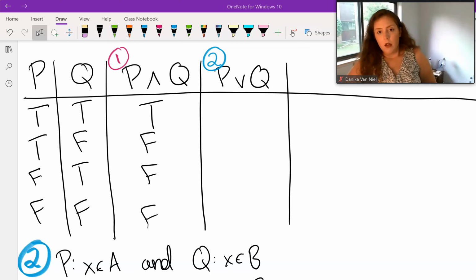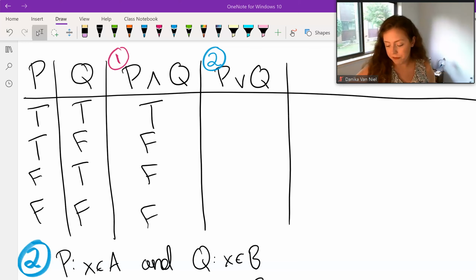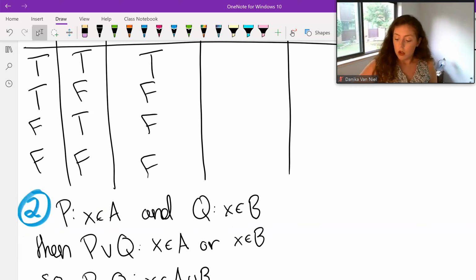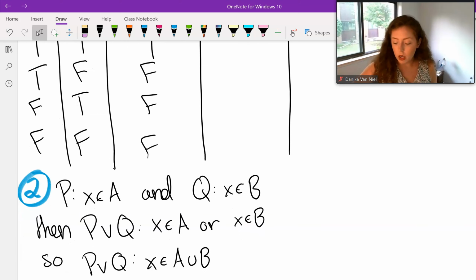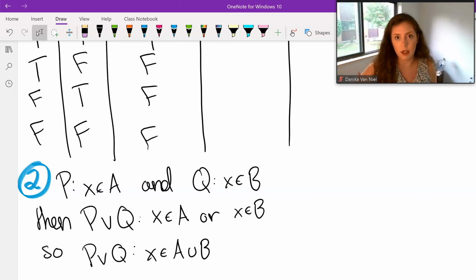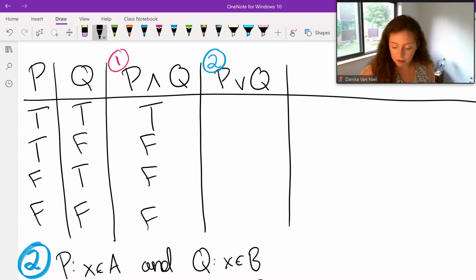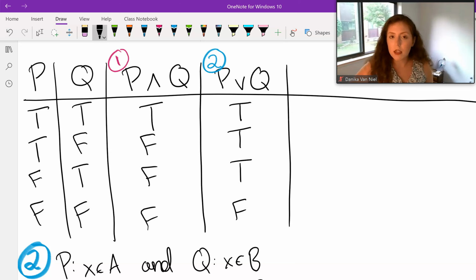So how about P or Q? Let's use the same P and Q as before. Then P or Q means that X is in A or X is in B. And remember, this means and/or, so both could be true. That's okay for us. That means that P or Q is the same as saying X is in A union B. We just need X to be in one of them. So it's true up here because it's in both. It's true because X is in A. True because X is in B. But this is false because both P and Q are false.